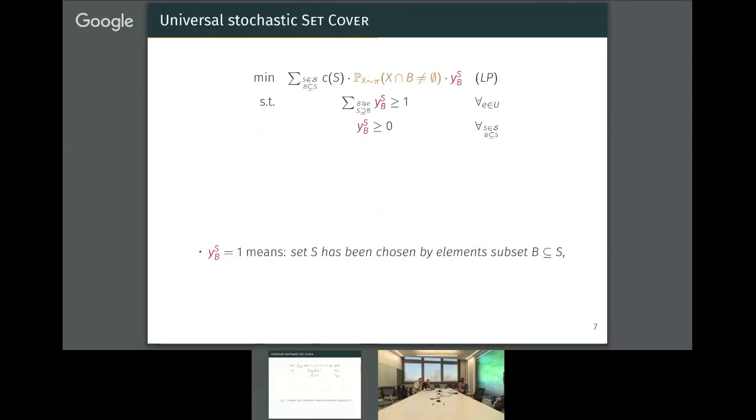Now we cannot have one variable for a set, because the cost of taking a set depends on how many elements would be covered, but would be assigned to it. So in the objective function, we get this probabilistic term, and this is the probability that at least one of the assigned elements would be active.